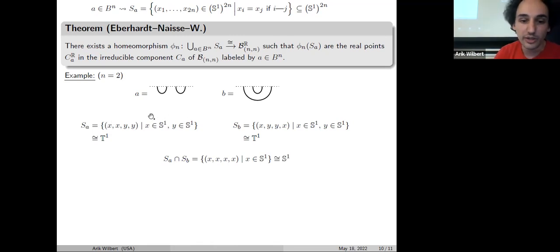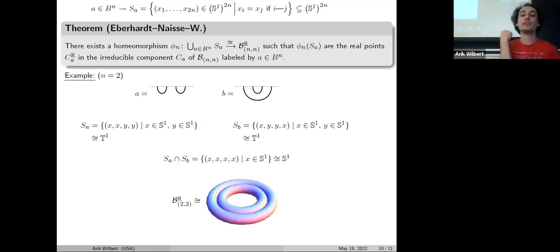Look at the points inside the intersection. The first two coordinates have to be the same. And if a point is also in S sub B, the second and third coordinates have to be the same. So now I have x, x, x, x. So this is just a sphere topologically. And now if I put them together, I actually get this.